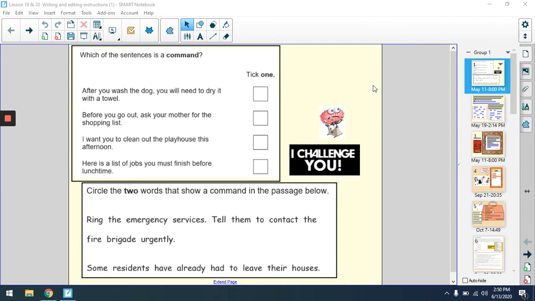And then down below, circle the 2 words that show a command in the passage below. So pause the film when you're ready. Okay, the only sentence that's a command is, before you go out, ask your mother for the shopping list. If you were to take out the fronted adverbial, it would be ask your mother for the shopping list, which is a command. And then down below, your verb is ring and tell, the 2 imperative verbs.